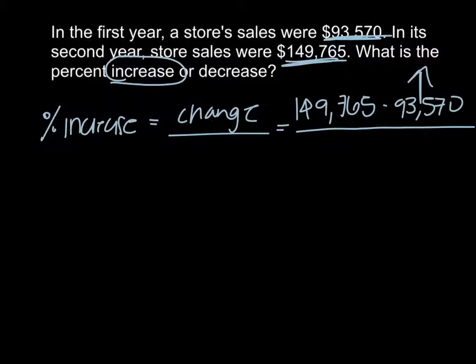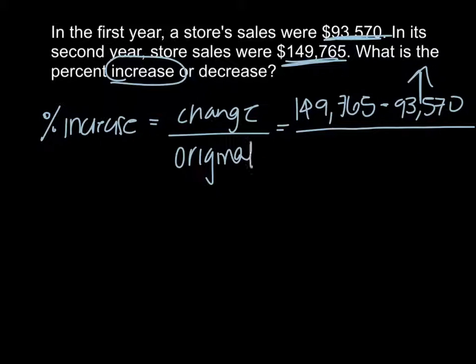Now, you may be asking, why did I put the second year first? Well, in terms of subtraction, we know that we usually put the bigger number first, so that's why I took the second year, right? The amount went up. So I'm going to take the bigger number, 149,000, and put it first, okay? When I subtract those two, I'm going to find the amount of the change. Then, what I'm going to do is I'm going to divide it by the original amount.